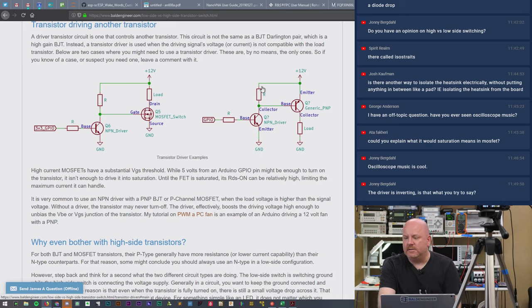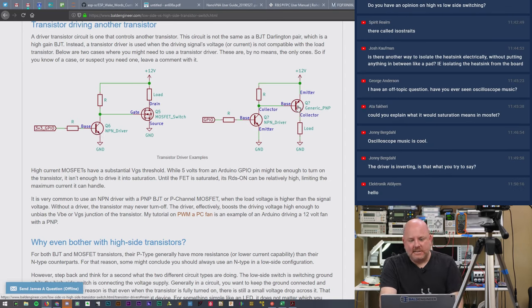Johnny, the driver is inverting, is that what you're trying to say? Yeah, what I was trying to say is, on an N-channel, or I'm sorry, on a low side switch, a driver inverts the logic. On a high side switch, the driver does not invert. It's normal, not normal. There's a word for it, I can't remember, but the logic follows. I mean, from a programming perspective, it's not a big deal. You just deal with it in code, but just wanted to point that out.